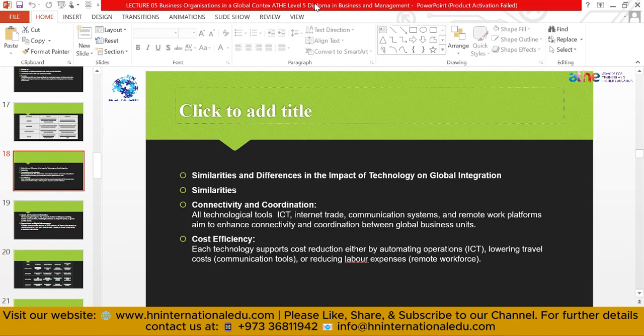Cost efficiency: each technology supports cost reduction. That is the cost which is paid by the producers. We need to reduce it to the max, either by automating the operations, again using the tech, lowering the travel costs and communication costs by using remote working and the softwares, or reducing the labor expenses, that is the remote workforce. You don't need to build up an office, an asset, pay the rent, give them the daily wages or any daily fringe benefit. It is all done on a remote basis too.